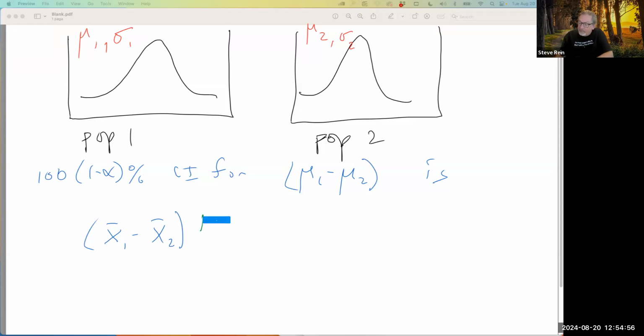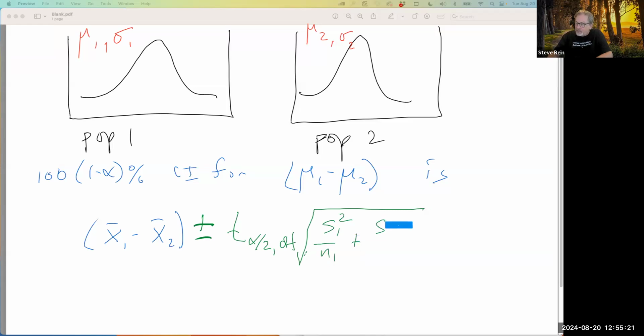So plus or minus, we'll go with green here. Plus or minus what? Well, we're going to have two parts to it. One is t alpha over 2, and then I'm going to, again, say degrees of freedom, but we'll give you a different approach to degrees of freedom. Then we multiply that by the standard error for the difference of the sample means, or if you will, the square root of S1 squared over n1 plus S2 squared over n2.